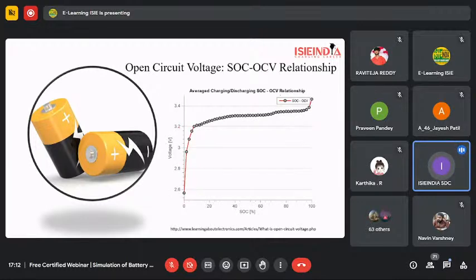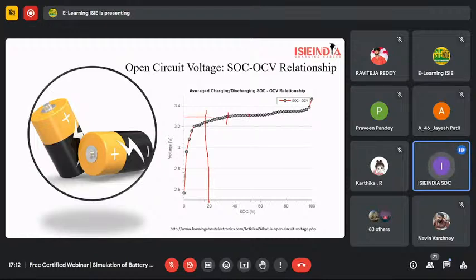So you can see here 10%, 20, 40, 60, 80 and 100. After averaging, we found the data which you can see on the screen, and that is taken as the standard. Let's suppose at 20% the voltage is near about 3.25, at 40% near about 3.5, and at 60% near about 3.7. This is the nominal voltage.